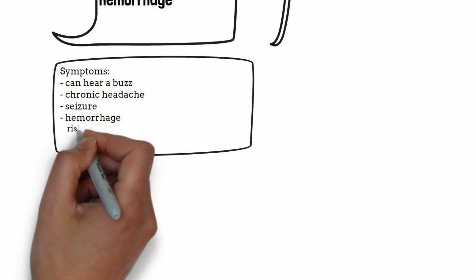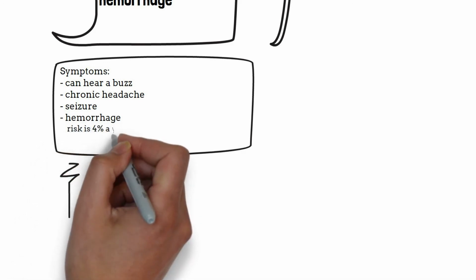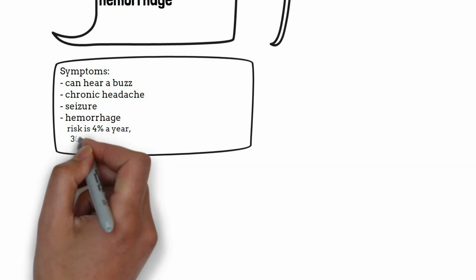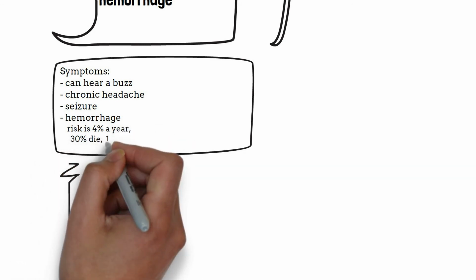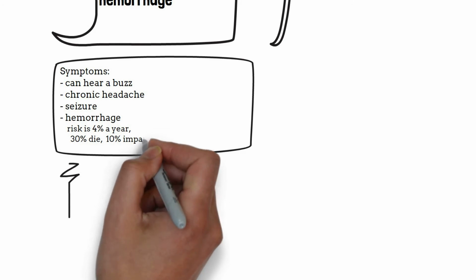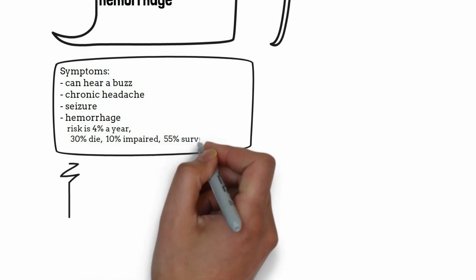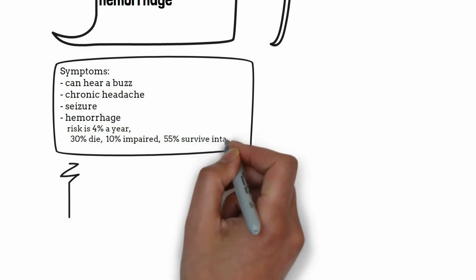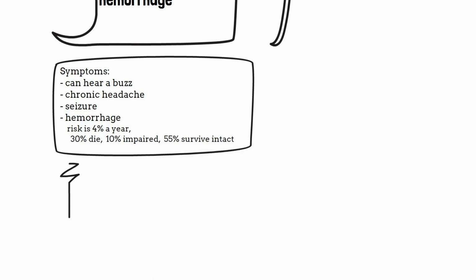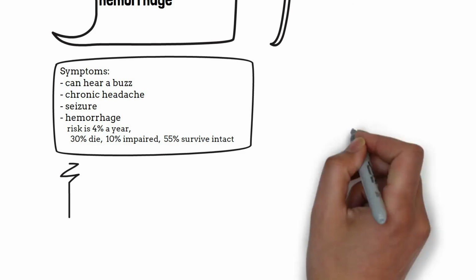The rupture rate of AVMs is 4% per year. So if a person is 30 years old, they would have a 75% chance of the AVM rupturing during their lifetime. If it ruptures, 30% of patients will die from the hemorrhage. 10% will survive, but with neurological problems, and 55% of survivors will be able to live independently.